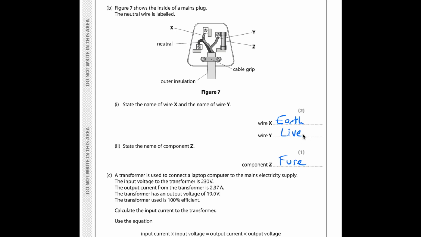So remember, the live wire goes to the fuse. If they ask you for the colours, earth is yellow and green, live is brown, and the neutral would be blue. Watch this. Blue goes to the left and brown goes to the right. So that's how you can remember the colours.